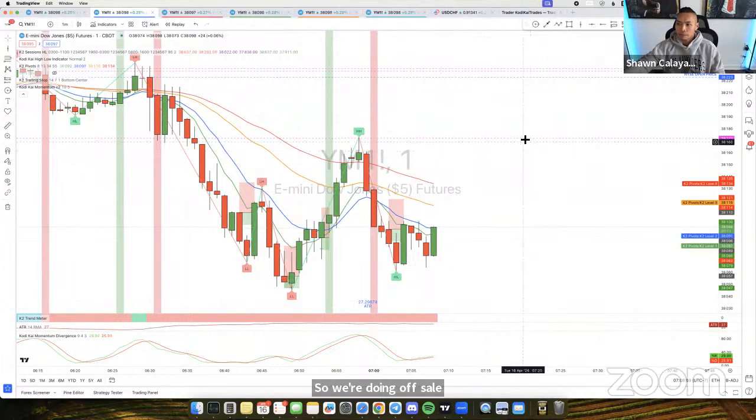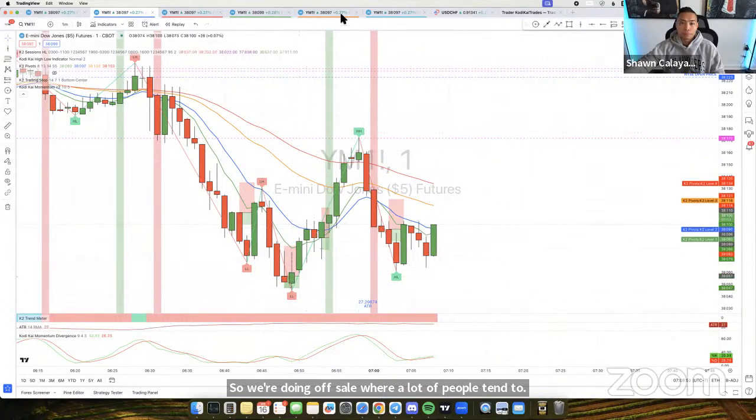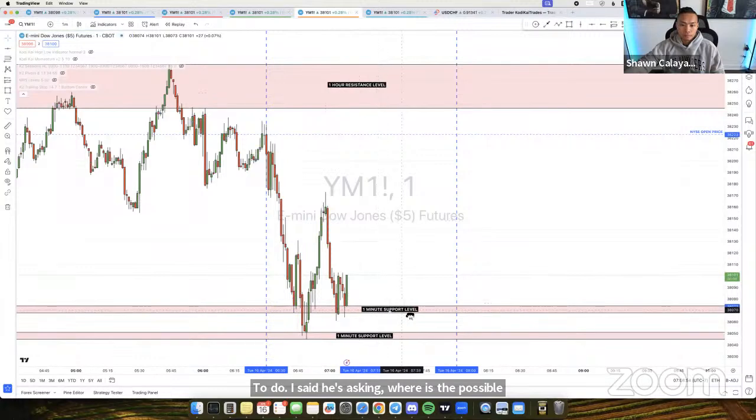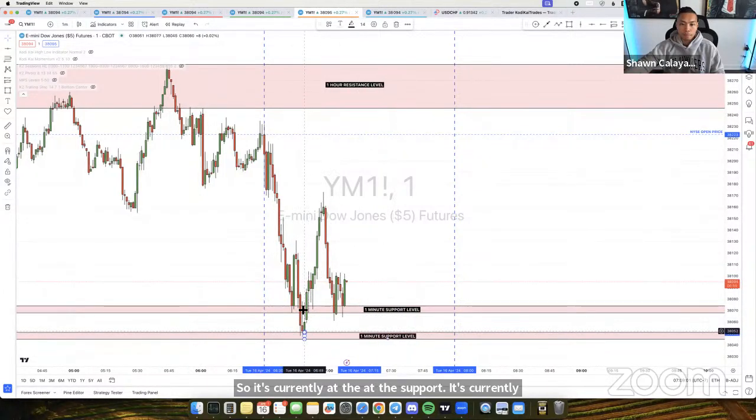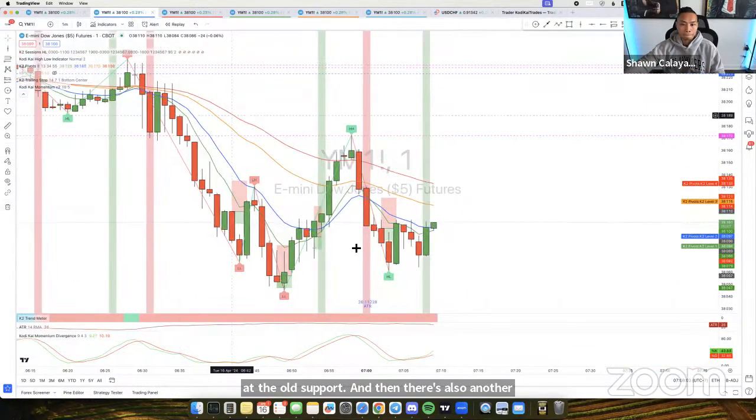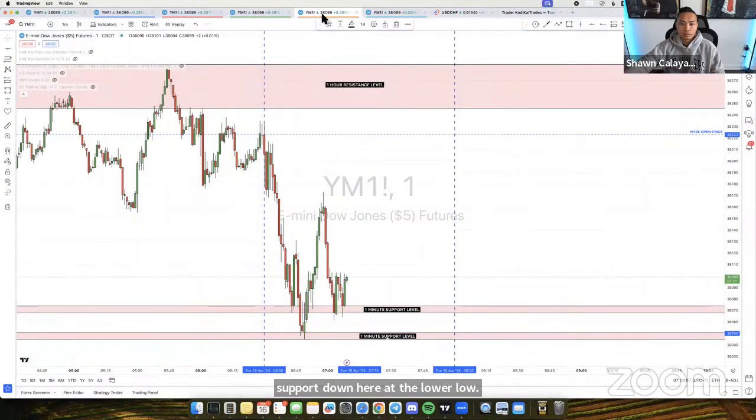Sadie's asking, where is the possible support, Sean? It's right here at this lower low. So it's currently at the support. It's currently at the old support. And then there's also another support down here at the lower low. So we got 2 supports right there right now.